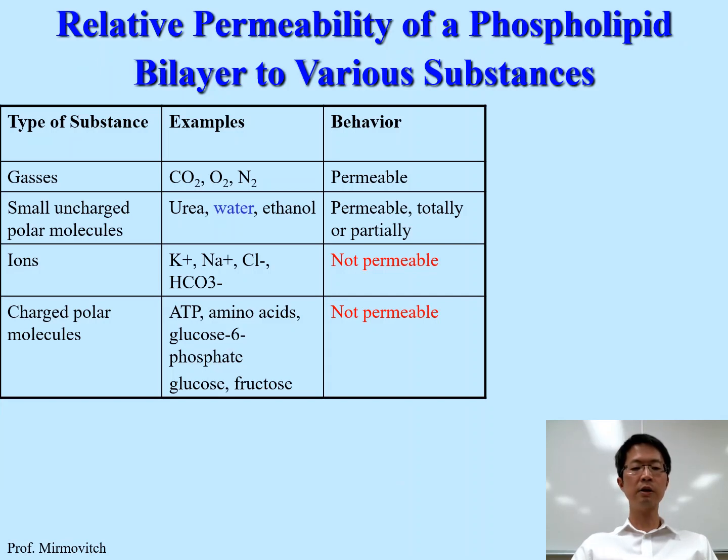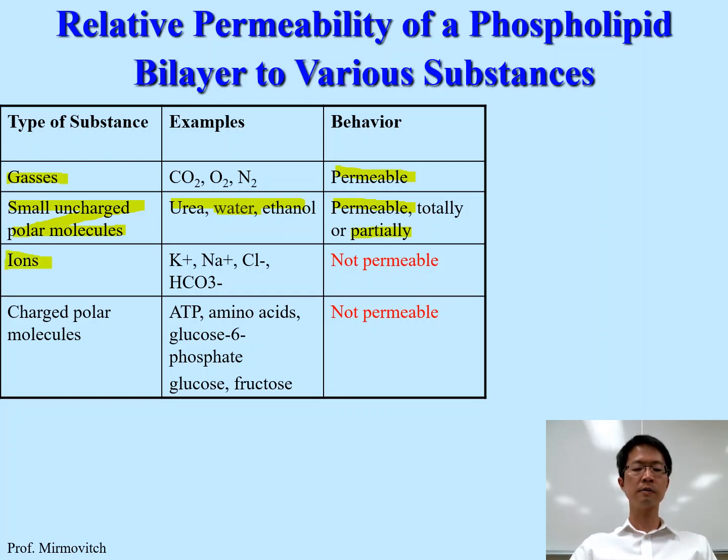So what can go through the cell membrane? Gas, I told you that. They are permeable. Small uncharged polar molecules, like urea, water, and ethanol, are permeable or partially permeable. But of course the water requires aquaporin.